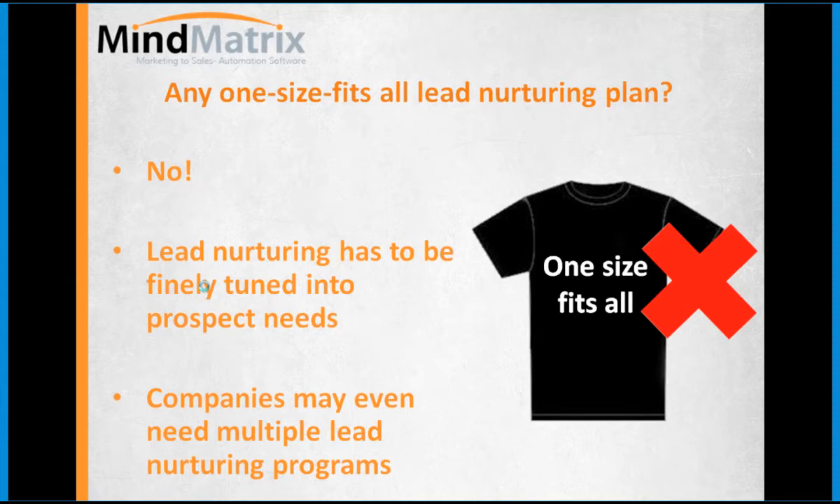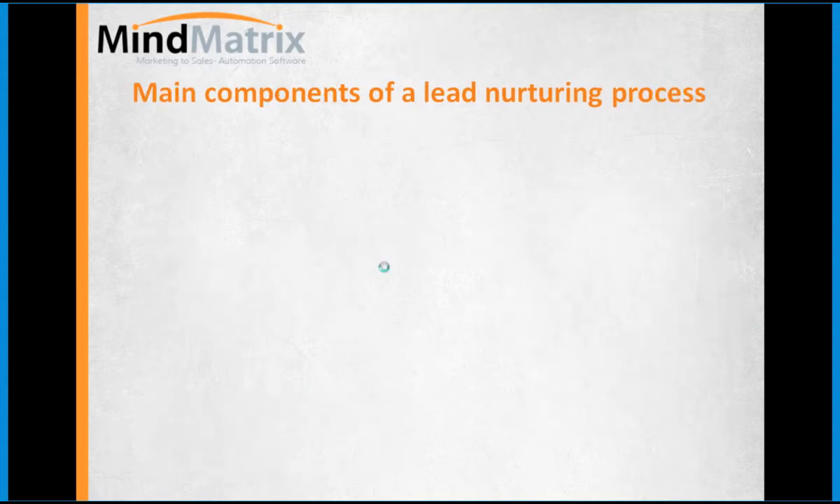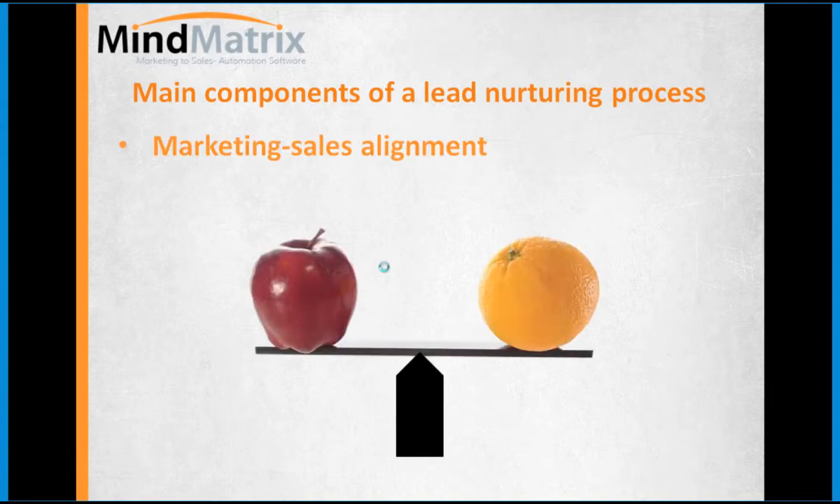audience. So what are the main components of a lead nurturing process? Lead nurturing requires a seamless integration between the marketing and sales processes of an organization. Every demand generation campaign, all of the marketing and sales collateral, every interaction the marketing team has with the prospects must be in conjunction with the sales team's objectives.